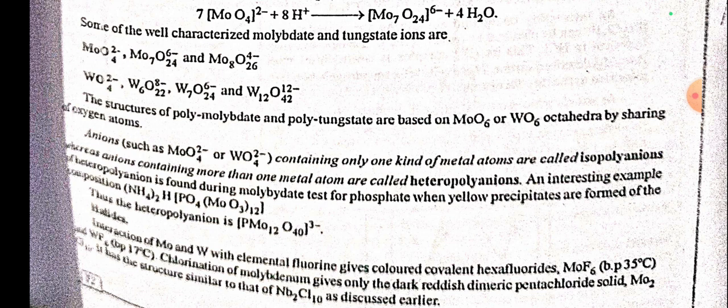An interesting example is found during the molybdate test for phosphate, when a yellow precipitate is formed: (NH4)3[PMo12O40], that is, (NH4)2HPO4 with MoO3 (12). Thus the heteropolyanion is PMo12O40 3 negative.